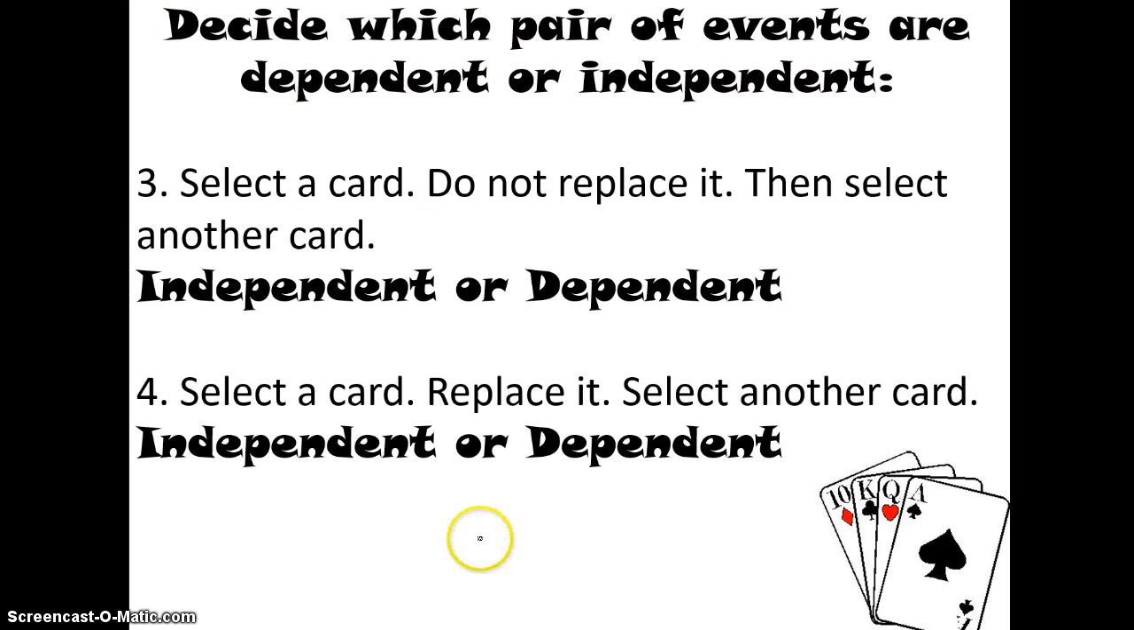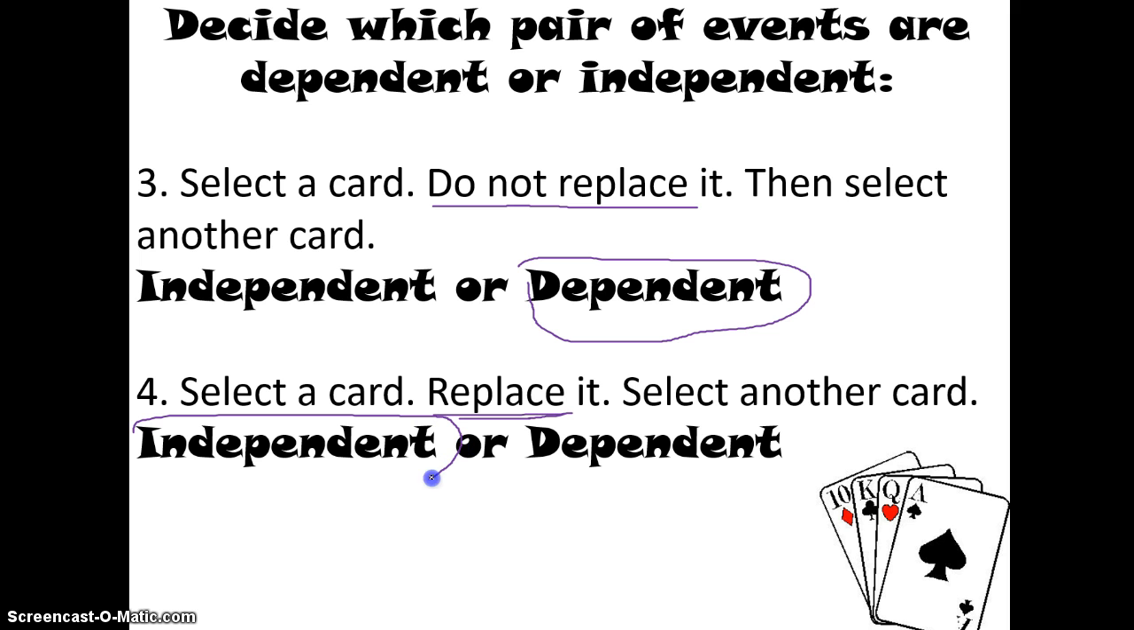We'll do two more. Select a card and do not replace it. Then select another. When you don't replace it, it's dependent. I'm sorry. Select a card and replace it. You're putting it back. You have not changed what is in the deck. Therefore, those events are independent.